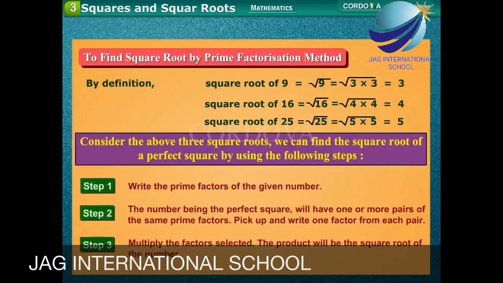Step 1. Write the prime factors of the given number. Step 2. The number being a perfect square will have one or more pairs of the same prime factors. Pick up and write one factor from each pair. Step 3. Multiply the factors selected. The product will be the square root of the number.